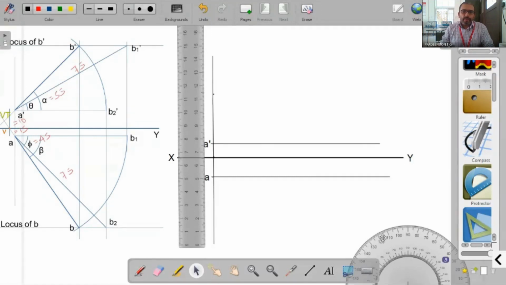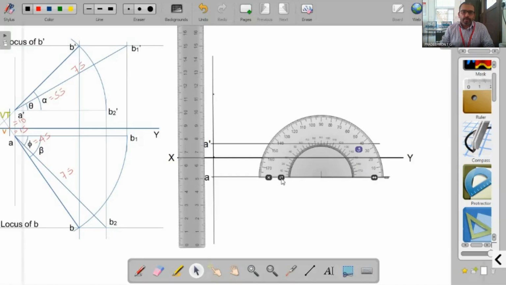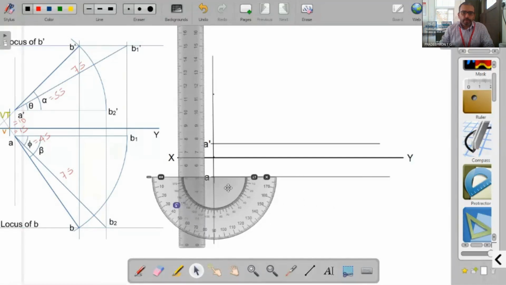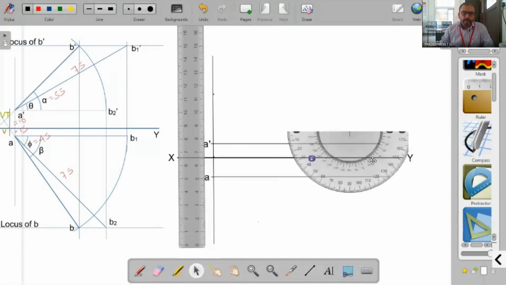Now what I need is to locate the 45 degree inclined line for the true length. So from here you mark a 45 degree angle. So the 45 degree will be here, and that is kept aside.